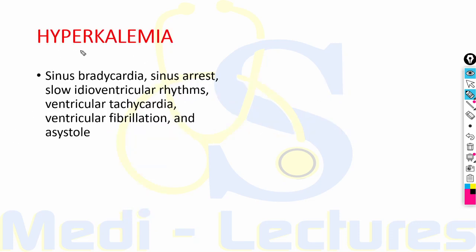First of all, hyperkalemia is defined as blood potassium levels of more than 5.5 millimoles per liter. These can cause a variety of ECG changes ranging from sinus bradycardia to sinus arrest, slow idioventricular rhythms, ventricular tachycardia, ventricular fibrillation, as well as asystole.